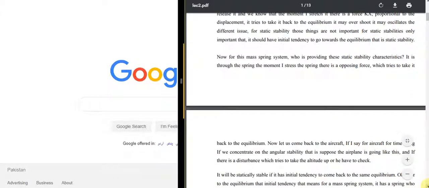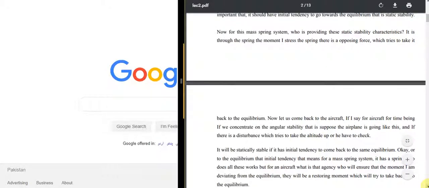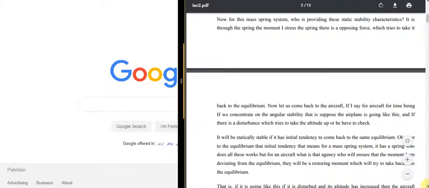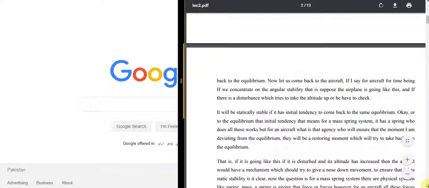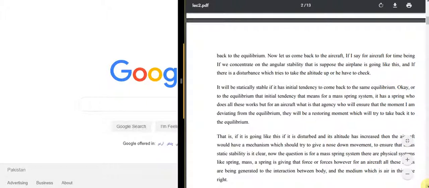Now let us come back to the aircraft. For the time being, if I concentrate on the angular stability, suppose the airplane is going like this, and there is a disturbance which tries to take the attitude up. It will be statically stable if it has the initial tendency to come back to the equilibrium. For a mass spring system, there is a spring which does all this work.